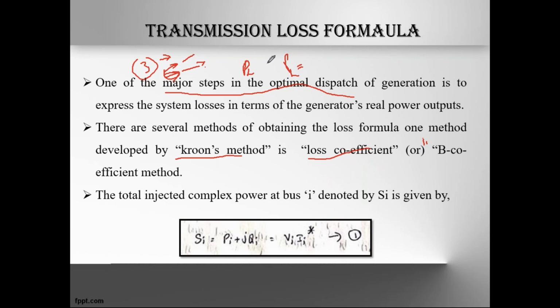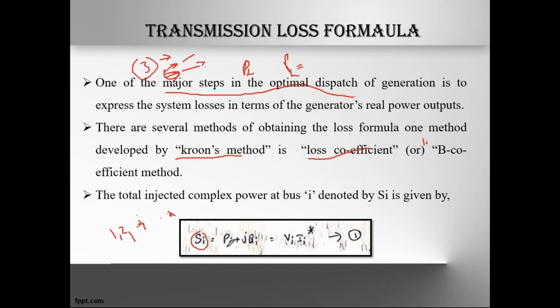Now, generally, let me consider that we have a number of buses: 1, 2, 3, and so on. We have m buses. Now, at the ith bus, what is the total injected complex power? It is denoted by S_i. This is the power notation for power injected into the transmission line.